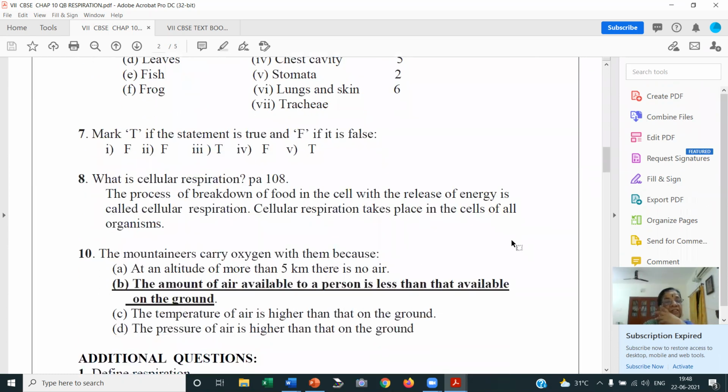What is cellular respiration? The process of breakdown of food in the cells with the release of energy is called cellular respiration.